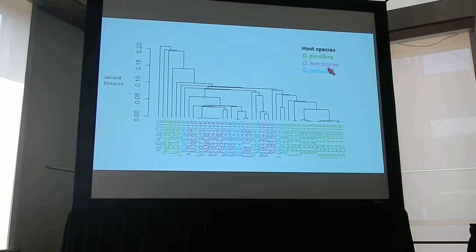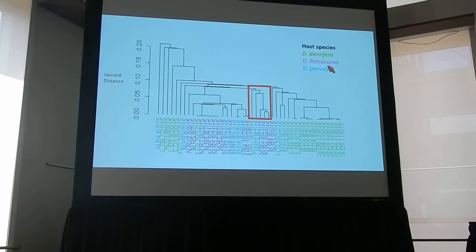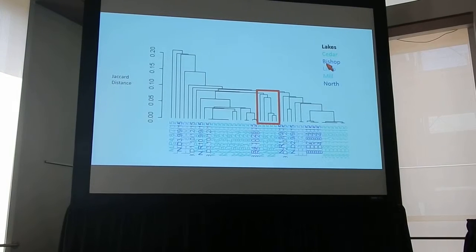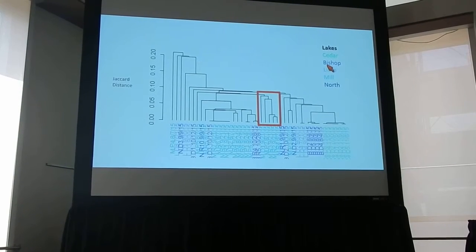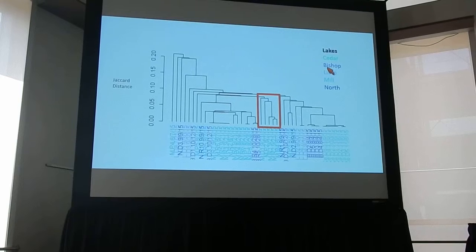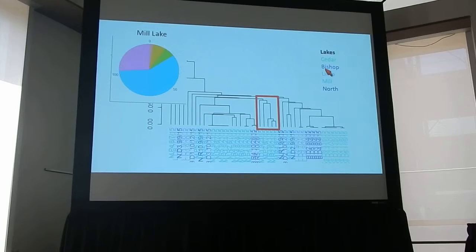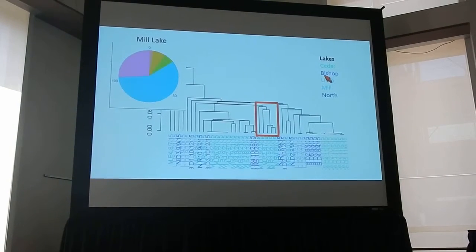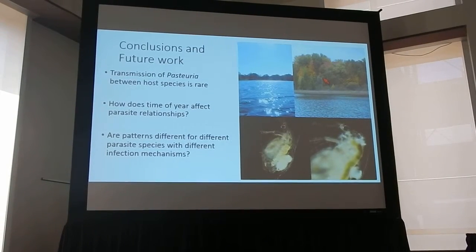Going back to the dendrogram again, colored by host species, looking at this cluster here, where we have different host types clustering together, if we look there, those are all from the same lake, which is Mill Lake. And so perhaps this is evidence that spillover does in fact occur, although it may be quite rare. Mill Lake was a lake with a high diversity of host species, so perhaps that diversity is needed for spillover to occur, but we're looking into that.